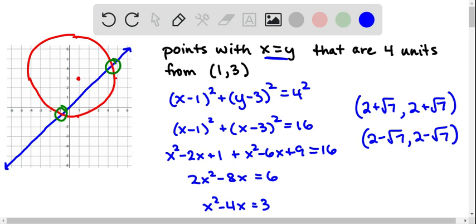And let's just approximate those values and see how they compare to the graph. So 2 + √7 is approximately 4.6. So the point (4.6, 4.6) is this one right up here. And then 2 − √7 is approximately −0.6. So (−0.6, −0.6) is this one right down here. So the sketch seems reasonable.